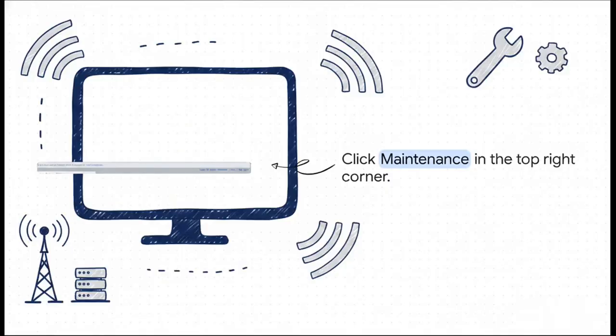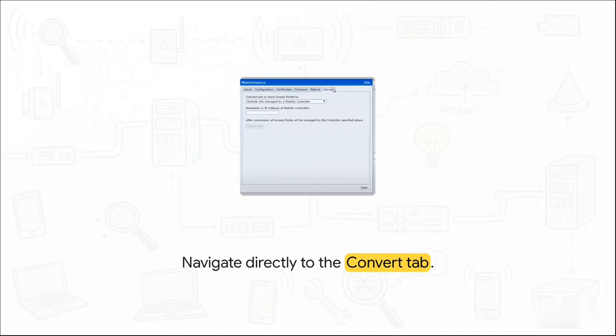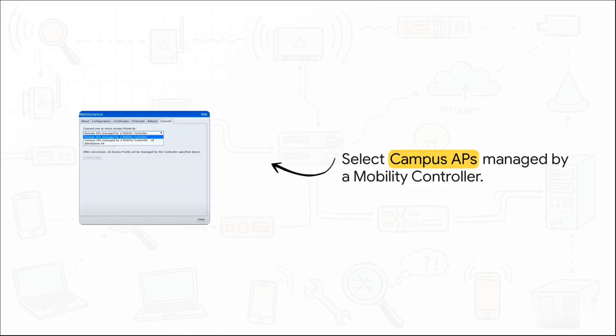Tell your engineer to look at the main instant dashboard. Right up there in the top right corner, have them click on the link that says Maintenance. Once that new window pops open, you'll see a row of tabs right across the top. Have them click directly on the one labeled Convert. Now pay close attention here because precision is absolutely key.